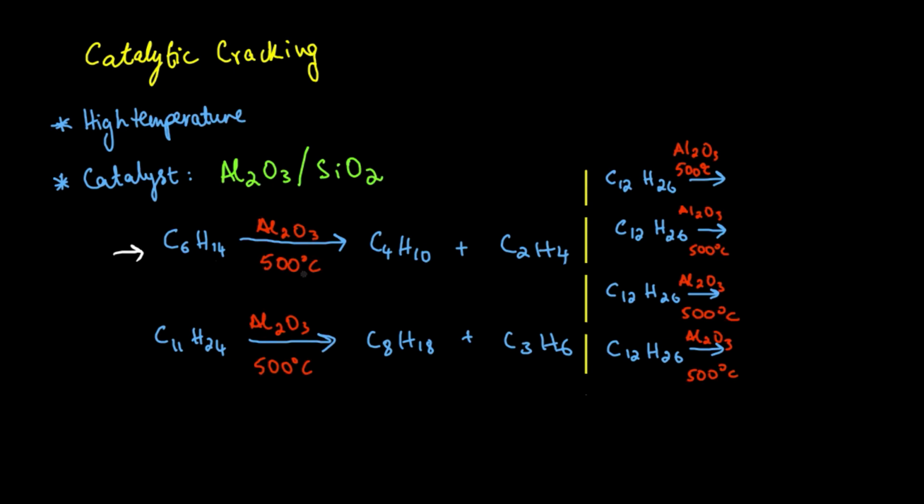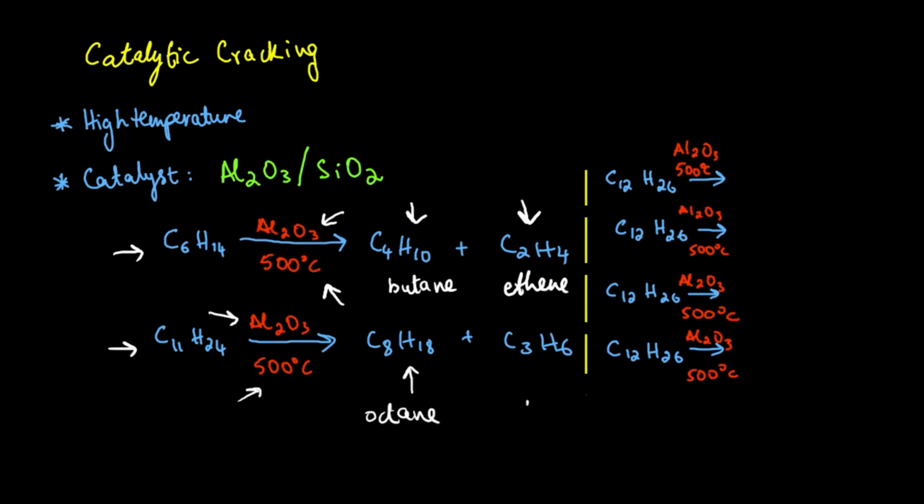Now an example of hexane is given over here, and we are using the Al2O3 catalyst, and the high temperature is 500 degrees Celsius. And then we can see that an alkane and an alkene are being produced. The alkane being produced is butane, and the alkene is ethene. Then another example is an 11 carbon chained alkane, and in that we can again see that aluminium oxide is being used at 500 degrees Celsius. The alkane produced is octane, and the alkene produced is propene.